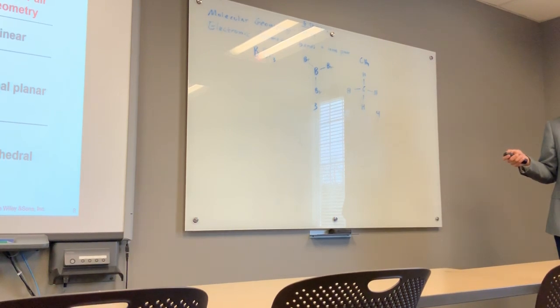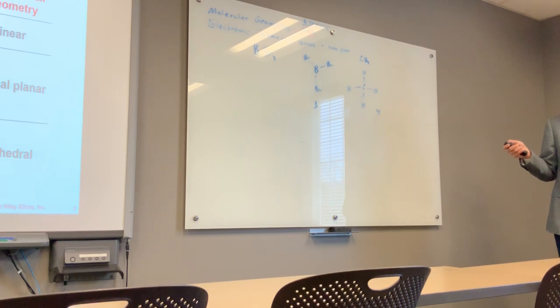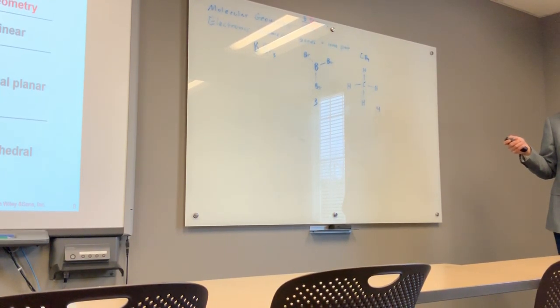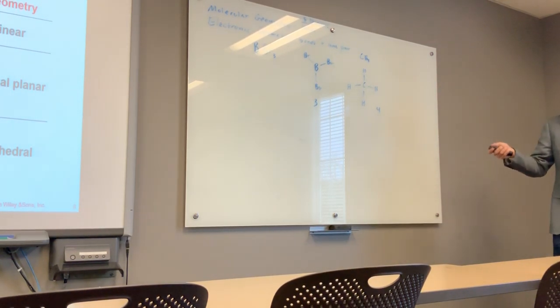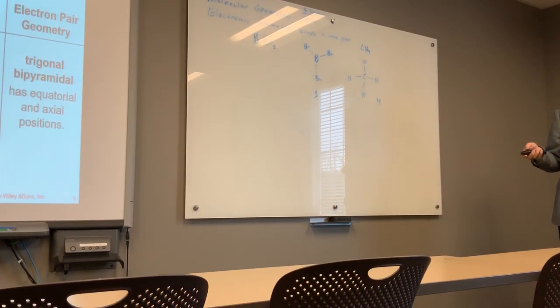So for boron tribromide, I have 3 bonds, or I have 3 bonds plus lone pairs. I have 3 electron domains. I didn't have to count this because, well, there are none. So it's trigonal planar. And so on and so forth.